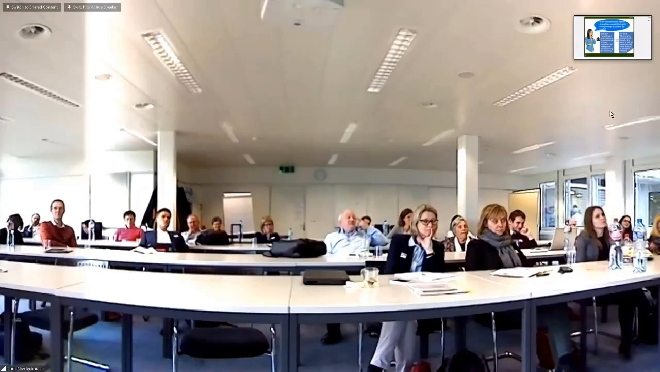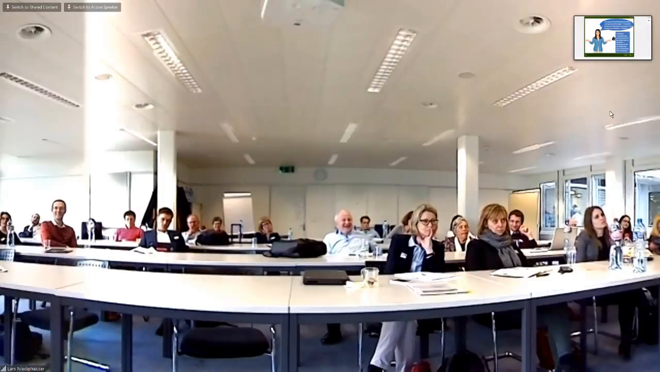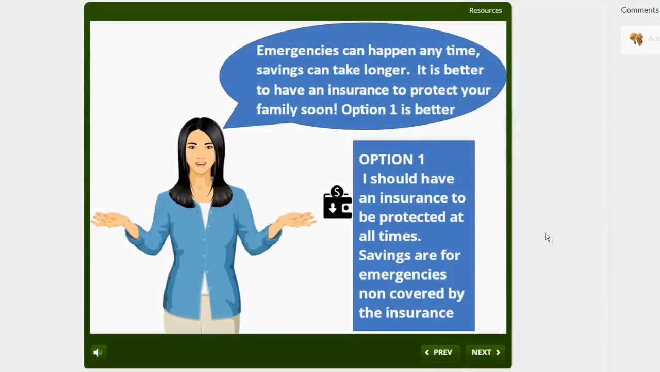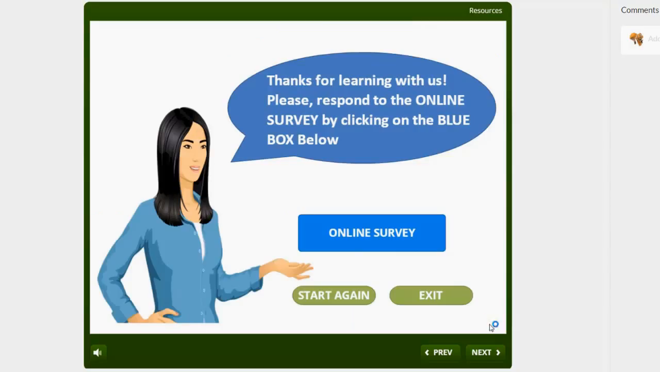What would have happened if I would have chosen option 2? As emergencies can happen at any time, and savings can take longer, it is better to have an insurance to protect your family soon. Option 1 is better. So I see here the correct answer. Thank you for learning with us. Please, answer the online question by clicking on the blue box below.